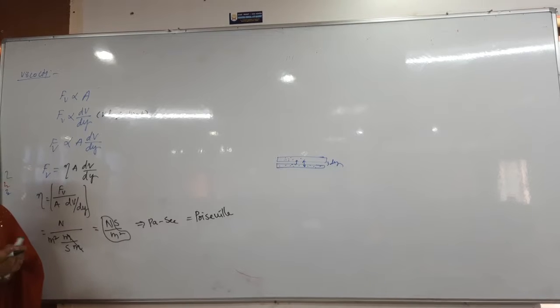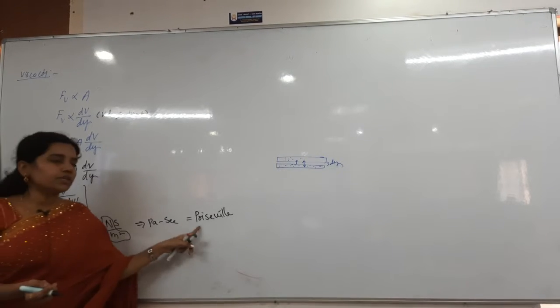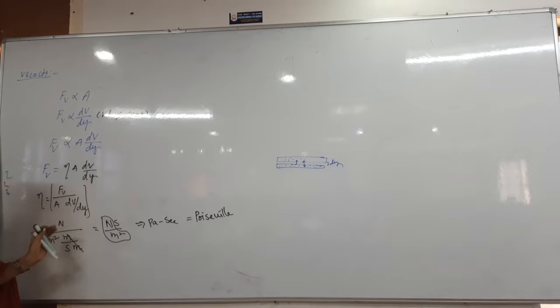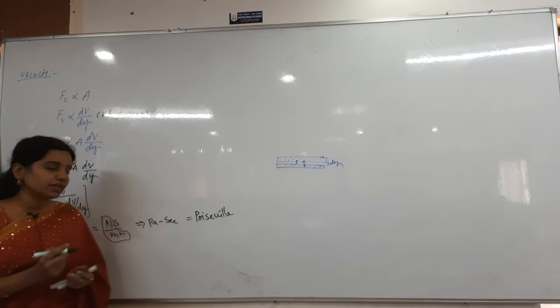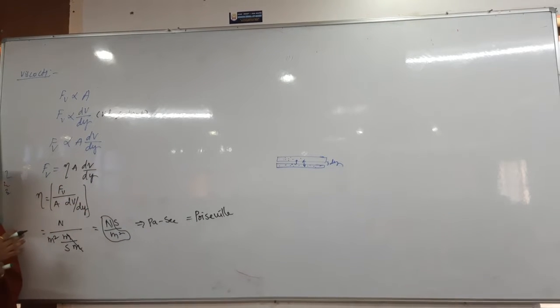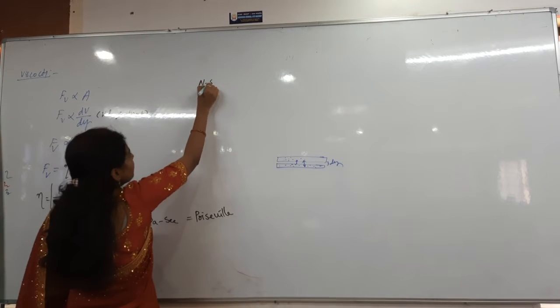Poiseuille. So what does Poiseuille mean? The unit of the coefficient of viscosity. The unit of coefficient of viscosity is what? Poiseuille here. And that Poiseuille value will change. How will it change? Here I want to get this in CGS units. How can I get it? Newton second per meter square is there.